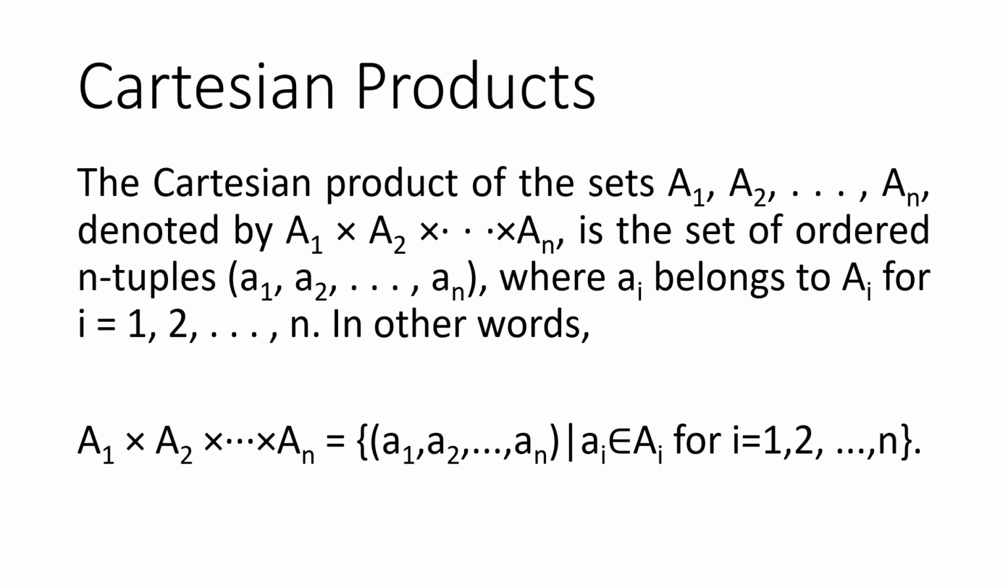In other words, A sub 1 by A sub 2 by so on up to A sub n is the set of n-tuples A sub 1, A sub 2, up to A sub n, where A sub i is an element of set A sub i for i equal to 1, 2, up to n.